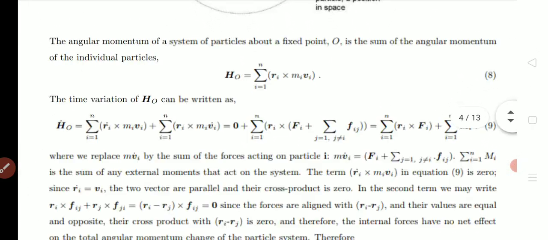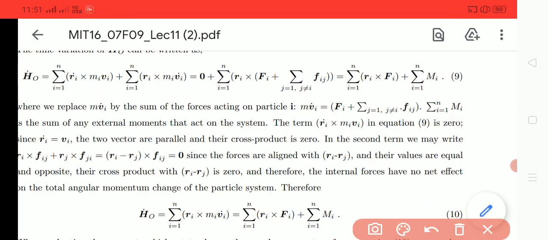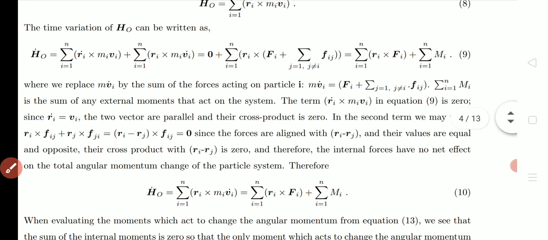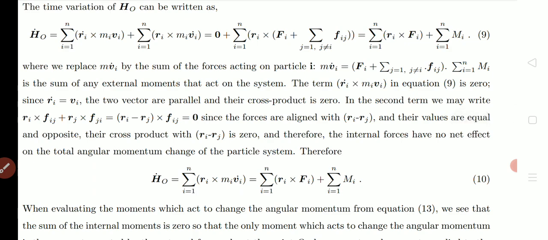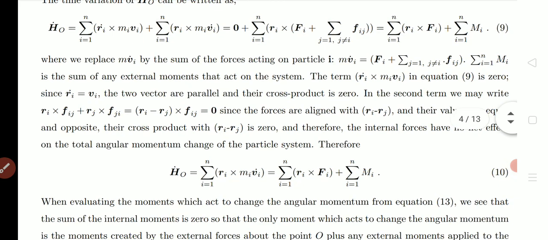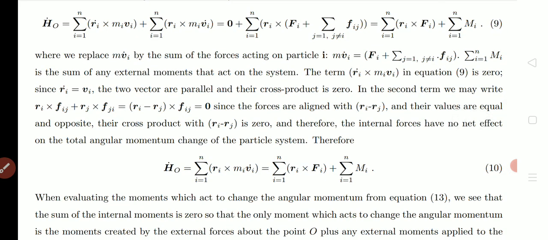is equal to summation i equals 1 to n of r_i cross F_i plus summation i equals 1 to n of M_i, where we replace m_i v_i dot by the sum of the forces acting on particle i: m_i v_i dot is equal to F_i plus summation j equals 1 to n and j not equal to i of F_ij. The term summation i equals 1 to n of M_i is the sum of any external moments that act on the system.